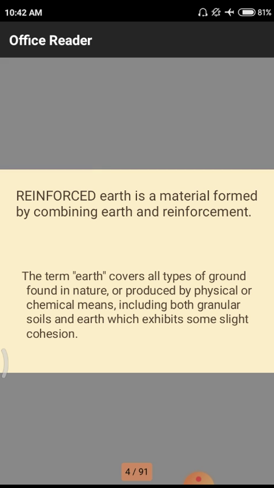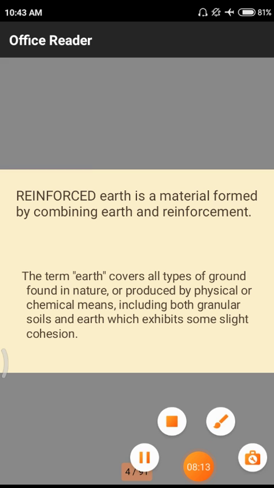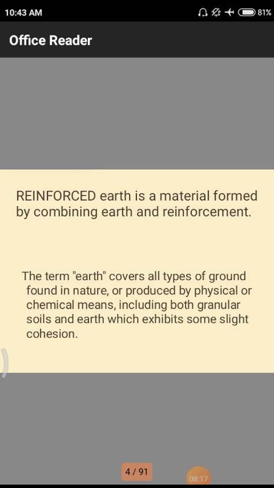Normally we have different synonyms for the earth according to its types. Ground may be of different nature. Normally earth covers all types of grounds in nature. Throughout the world we have different classifications of the soil.